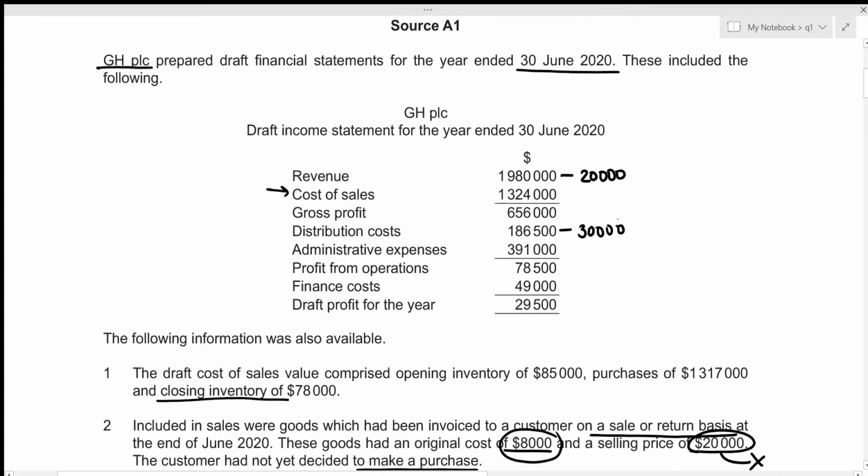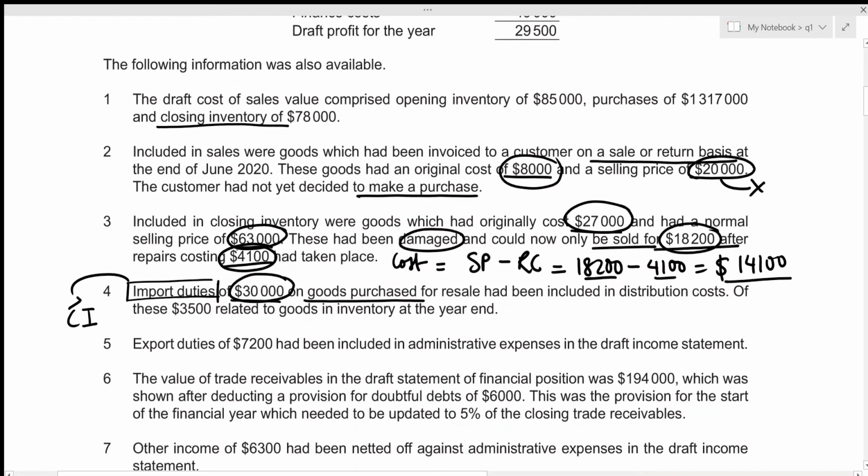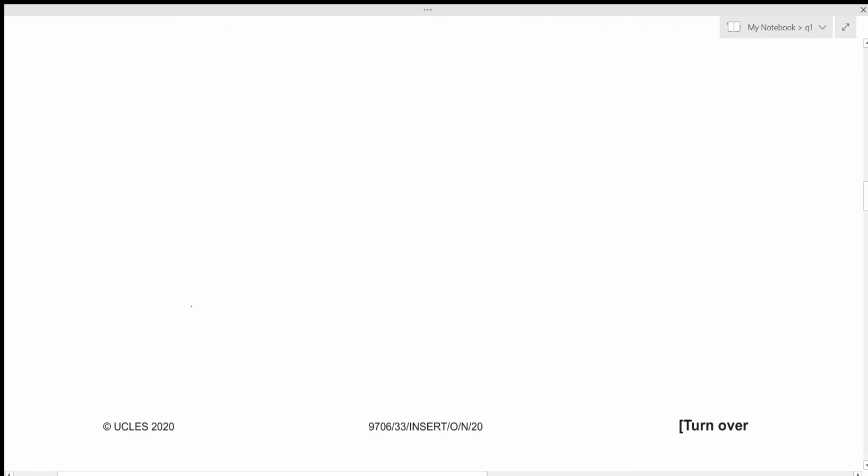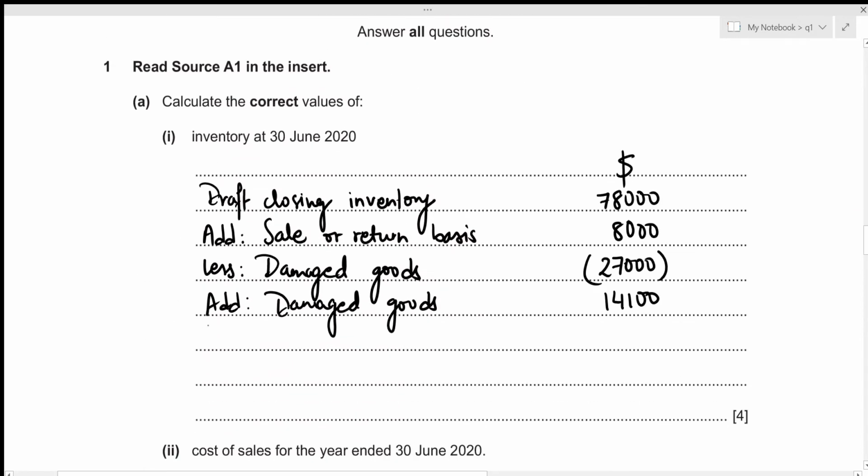And this import duty should actually be included in our cost of goods sold because this is the cost associated with goods purchased. And we're also told that of these, 3,500 related to goods in inventory at the end of the year, meaning that 3,500 is associated with our closing inventory. So this value should definitely be included in our closing inventory as well. Let's add it. So let's add import duties. And the amount associated with closing inventory was only 3,500. All right.